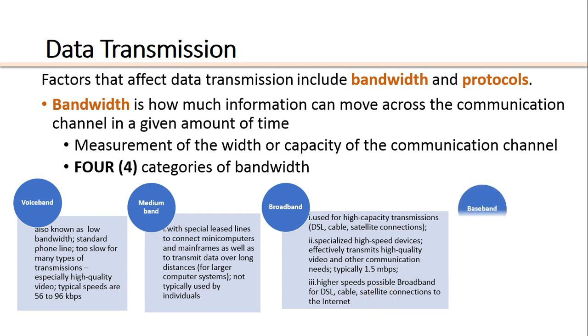And then finally, baseband. Baseband is for individual connections for computers in close range. So, these are four categories of bandwidth.